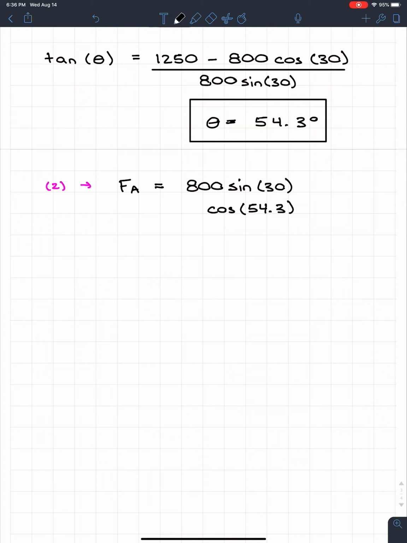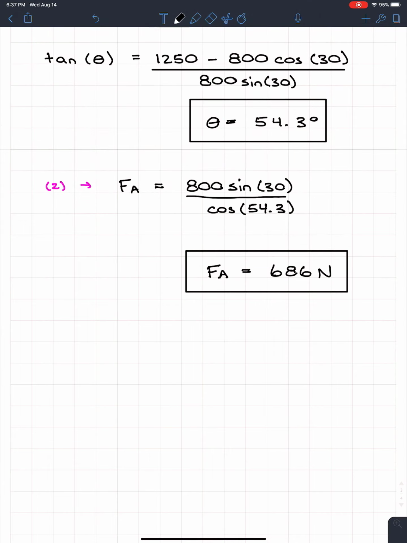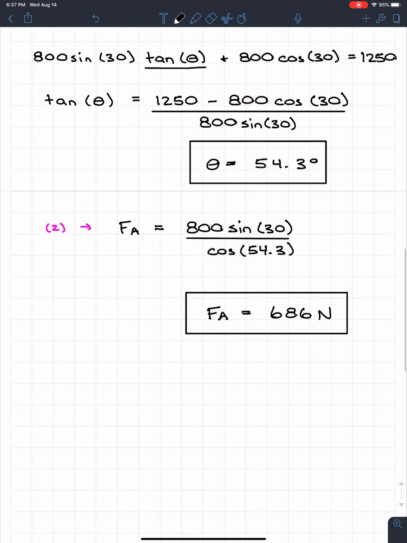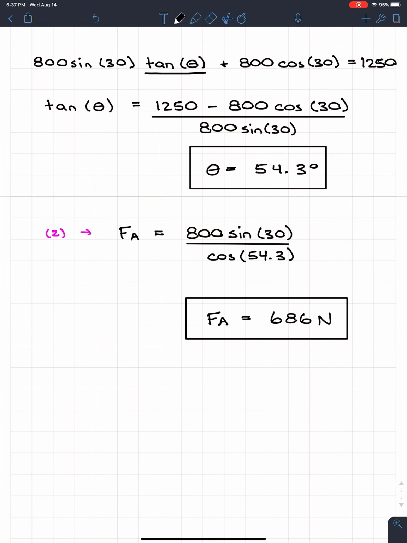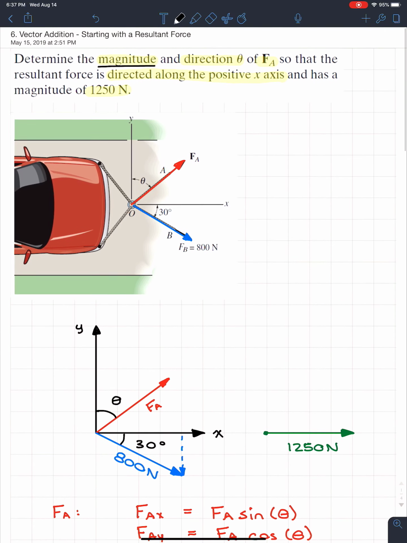And what you'll end up with is FA, I'm going to go down one, it's final answer, make it very clear. FA is equal to 686 newtons. Remember, final answer, we want to put those units on it. Perfect. And I also need to put the divide sign across here. So that's the question. We have our FA, the magnitude, and we have the angle that it acts at. So this is the completion of this question.